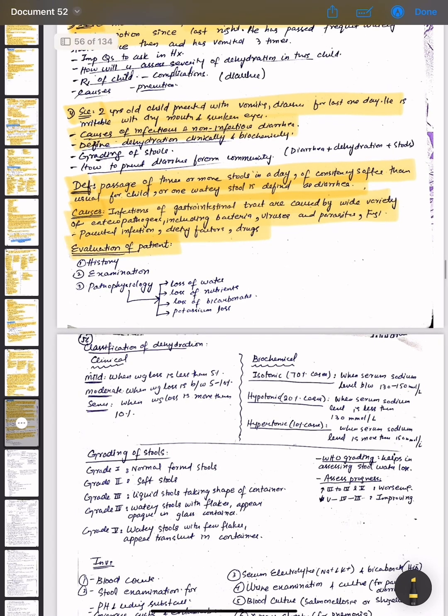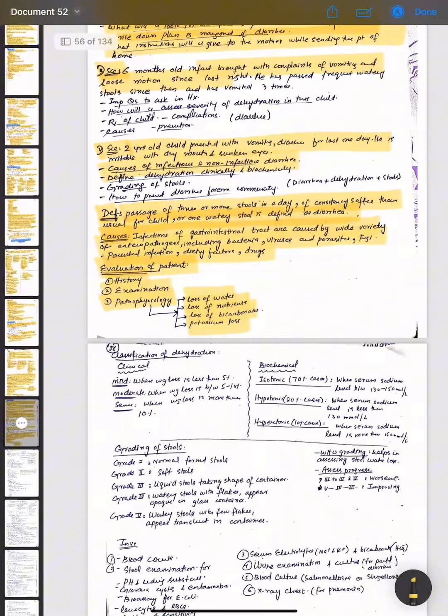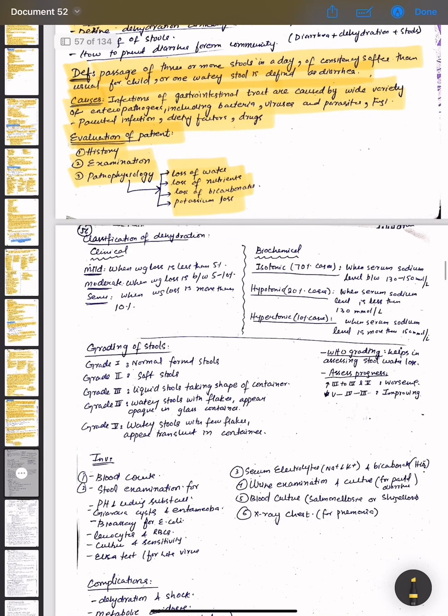The evaluation of the patient is done: first of all history is taken, then examination is done, and then pathophysiology, that is loss of water, loss of nutrients, loss of carbohydrates and potassium loss. So for this the investigations are done. Now the classification of dehydration is a clinical classification. We have mild diarrhea, when weight loss is less than 5%, moderate diarrhea when weight loss is between 5 to 10%, and severe diarrhea when weight loss is more than 10%.